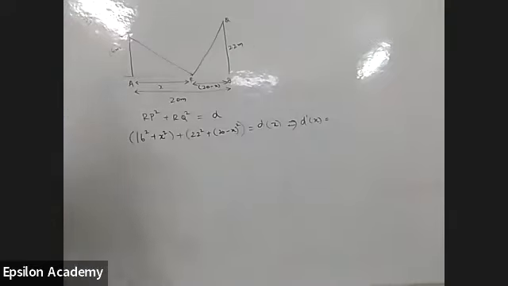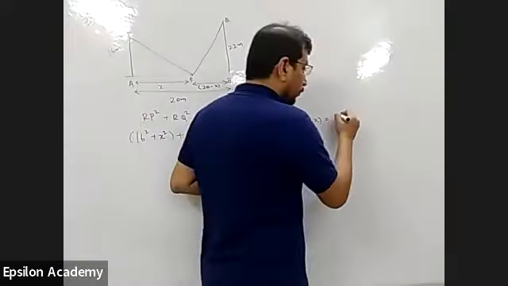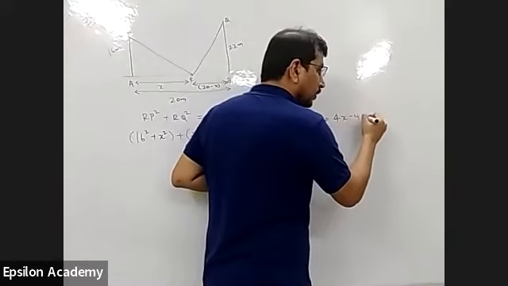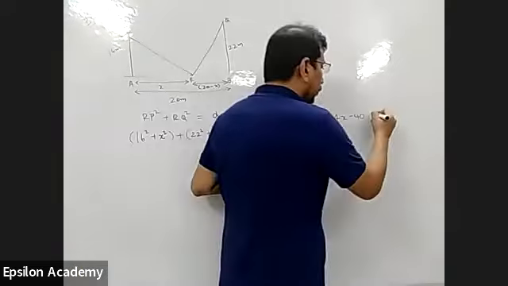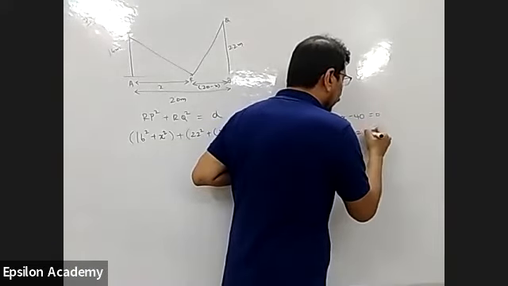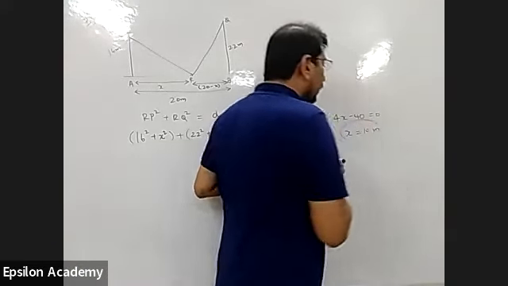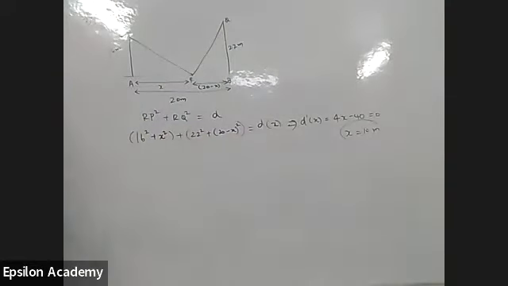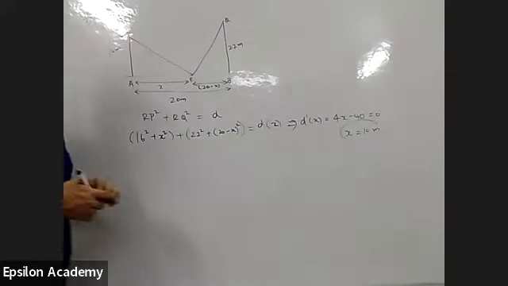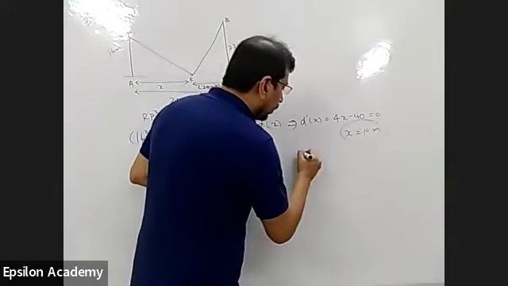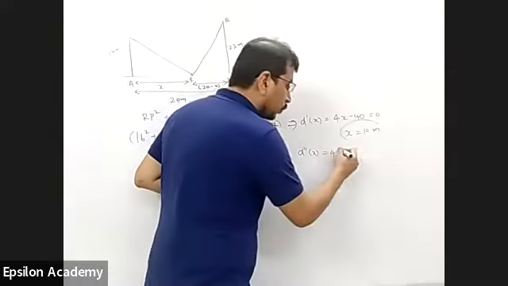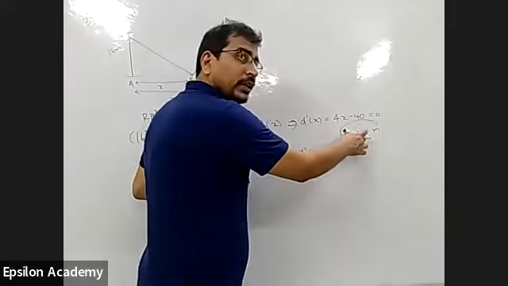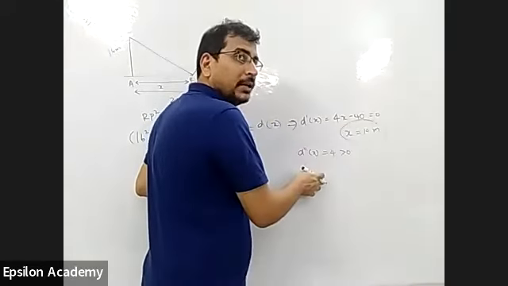D dash of x is 4x minus 48. Equated to 0, x is equal to 10 meter. 10 meter is exactly the midpoint. When you take x is equal to 10, do D double dash of x, which is 4. Since 4 is greater than 0, x is equal to 10 will be the point of minimum.